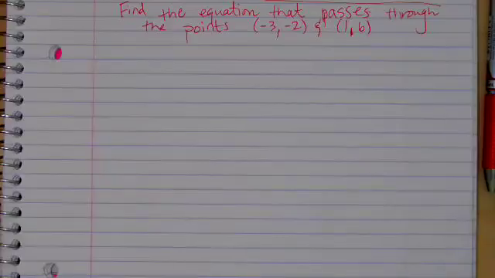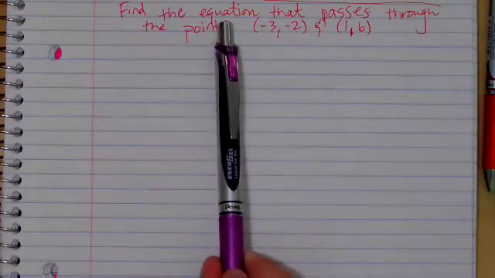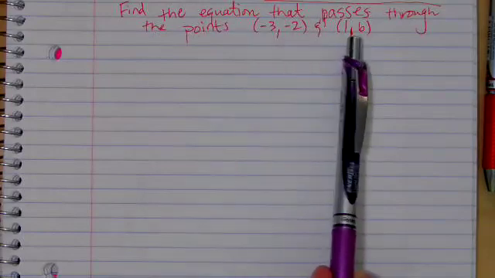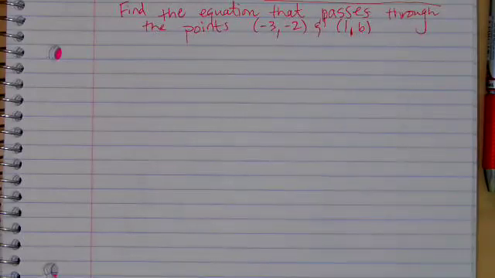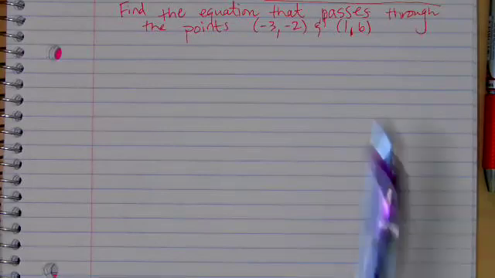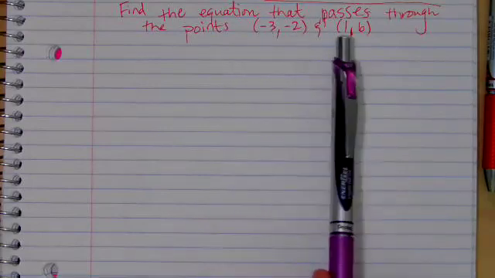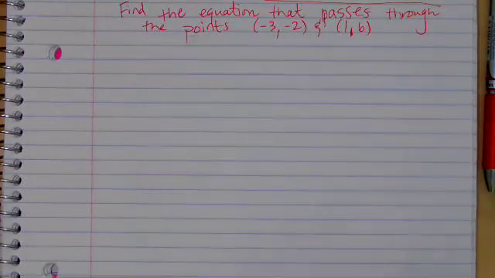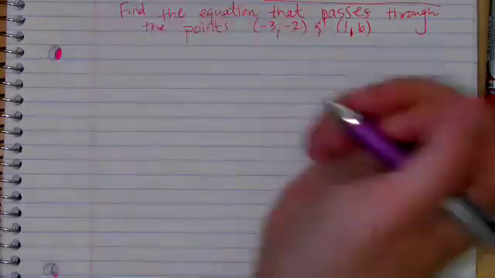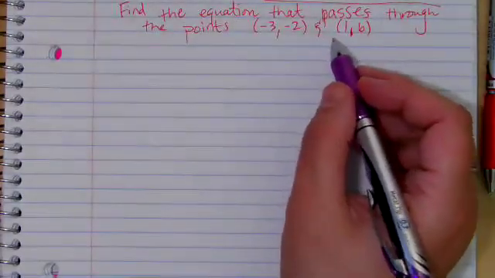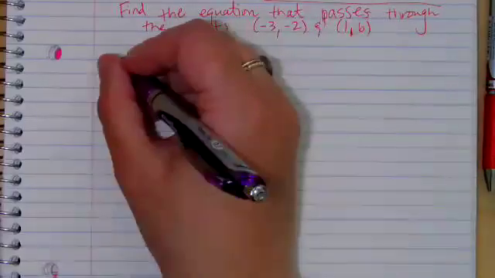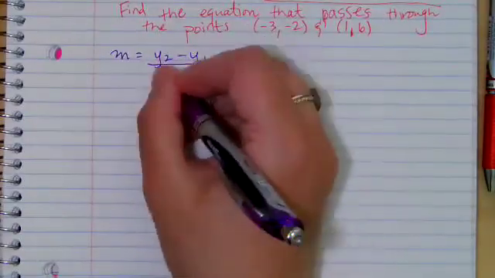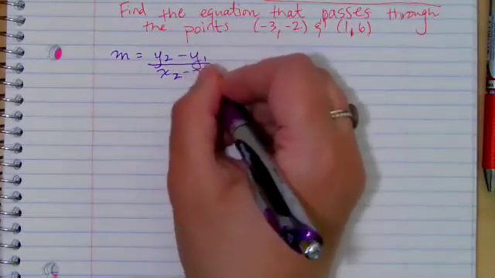Okay, in this video, we're going to find the linear equation that passes through the points -3, -2, and 1, 6. So neither one of these points is a y-intercept, and we know that because neither one of them has x as 0. So when you have 2 points, what's the first thing you should do? What formula are we going to want to use? We're going to want to calculate the slope. And the formula for slope is m equals y2 minus y1 over x2 minus x1.